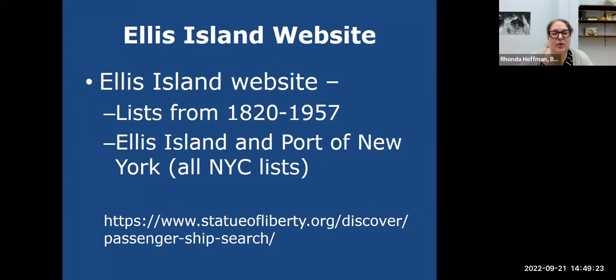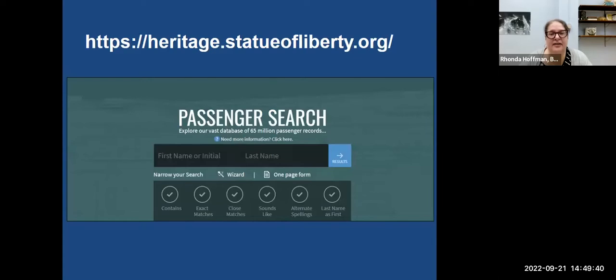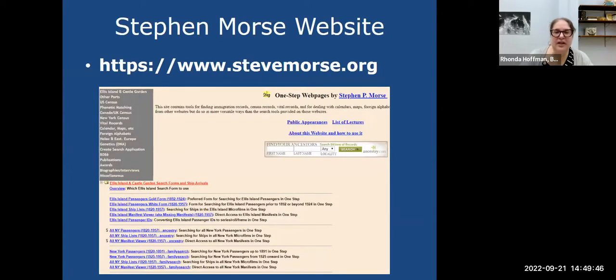There is an Ellis Island website where it's a free website. You can search New York City lists from 1820 to 1957 on this website, and you can see the lists. This is the site. It's on your handout. One site that I like to use instead of the Ellis Island site is stevemorse.org. This is just an individual who makes helpful tools for people to use when they're doing genealogy research.